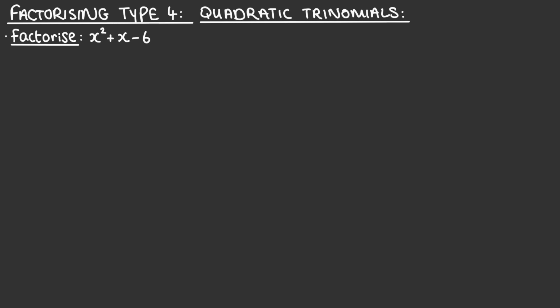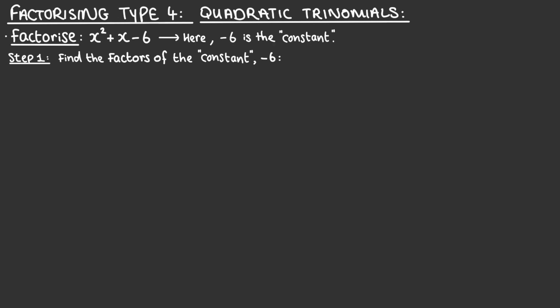So we're going to take the example of x squared plus x minus 6. In order to factorize this, I'm going to break it up into 3 different steps. So for step 1, we have to find the factors of the constant inside the quadratic trinomial. The constant is minus 6 in this case.